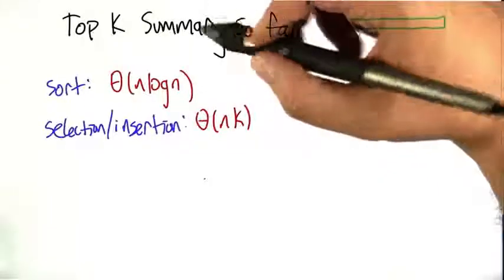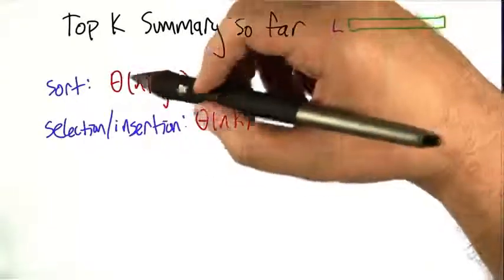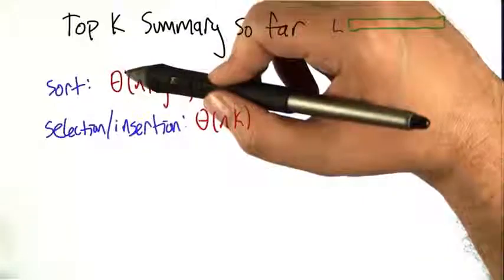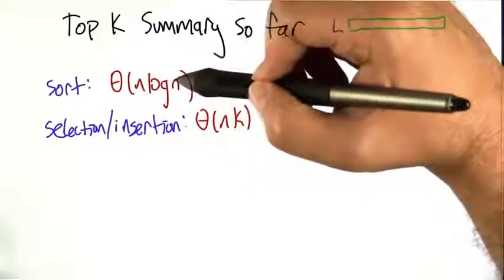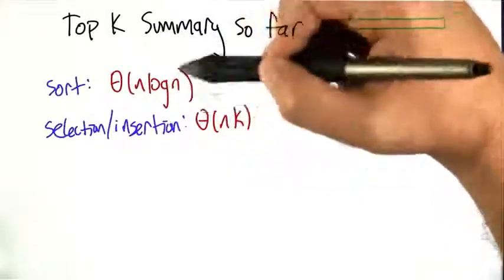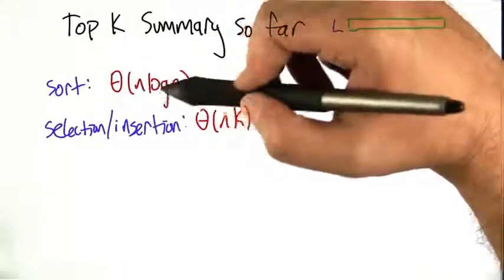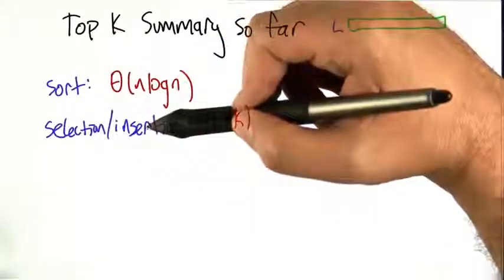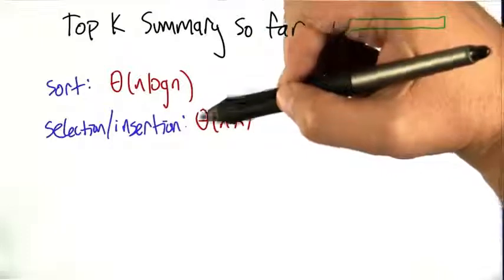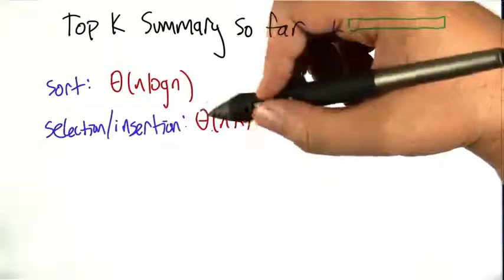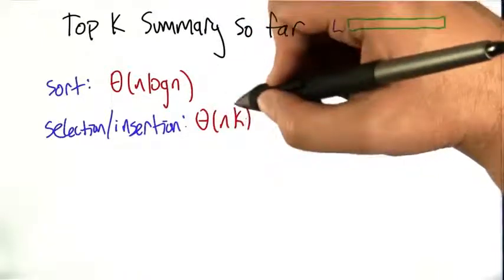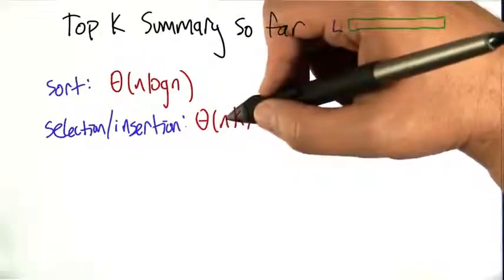So the top K algorithms that we have so far, we talked about using sorting, which runs in time n log n, because you sort the whole list and then you can get any top K that you want for any K. So it doesn't depend on K. The selection and insertion approaches both ran in big theta of n times K, essentially because for each of the elements that we want to get out, we're repeating something like n work.